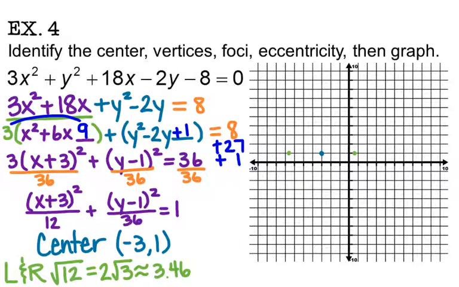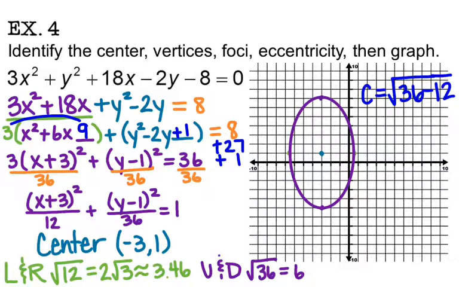Same thing with the number underneath the y. That's going to tell us how far to go up and down. So the square root of 36 is 6, so I just go 6 spaces up and down. So again, this one is going to be a vertical ellipse because it's longer up and down. There are my 4 points for my vertices. We're going to come back in just a second and we'll write down what those vertices are.